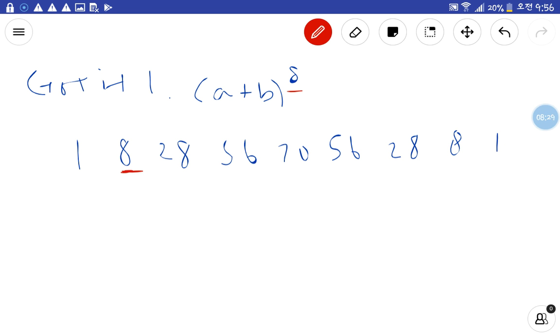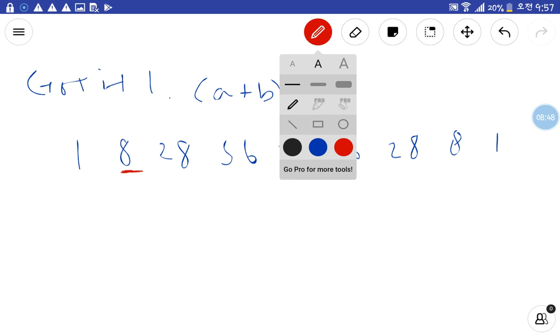Okay? So now what do you do? You just plug in those numbers with the a and b. As we talked about, the exponent of a begins with your power and is going to be descending to 0. And then the exponent for b begins with 0 and increases to the power of 8. So I'm going to use that.